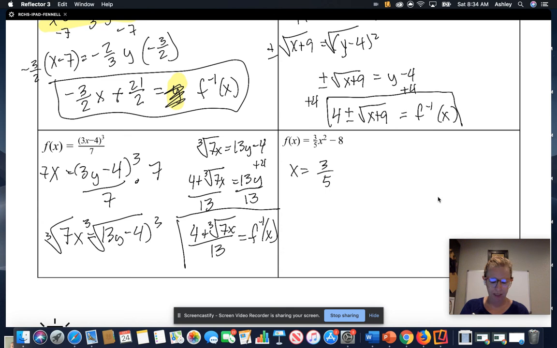So again, I'm going to replace my x and my y. I'm just going to switch my x and my y right away, and then I'm going to start moving everything away from that y so I can have it in the correct notation. Okay, to undo this 3/5, I'm going to multiply both sides by 5 over 3.